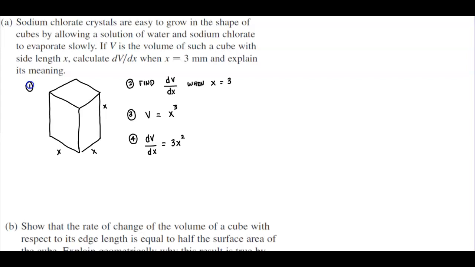Now what we want to do is evaluate this when x is equal to 3. So if we plug in 3 and then square it, that's going to give us 27 millimeters cubed per millimeter. So here we can say that the volume is growing 27 cubic millimeters per every millimeter.